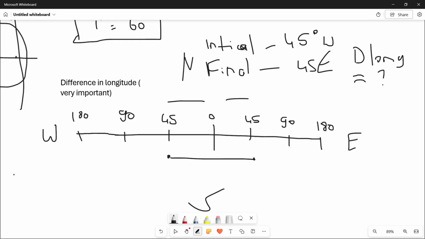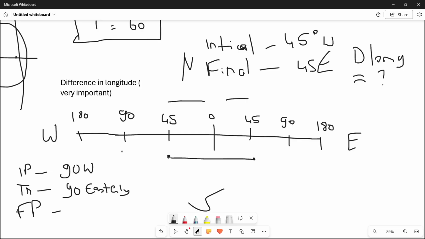If they have given me the question like my initial position is 90 degree west, and I have traveled 90 degree east. What is my final position? So in this, they have given me d long. They have given me that I have traveled 90 degree in easterly direction. So I am here. I have to travel east. Right side is east. So if I am traveling 90 degree easterly, what is my final position? 0 degree, 0 degree east west.